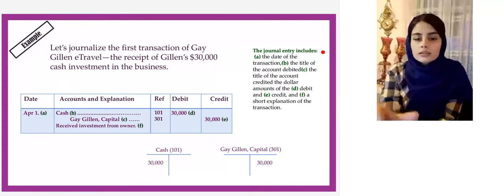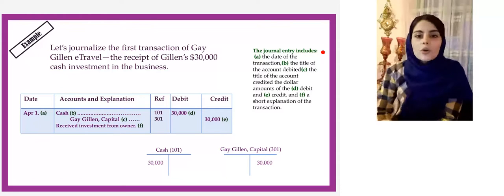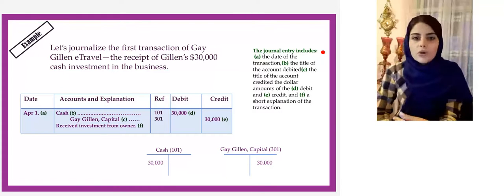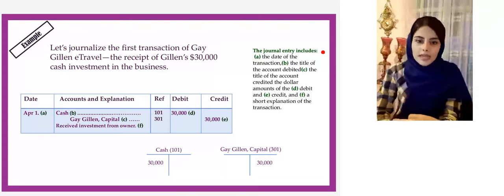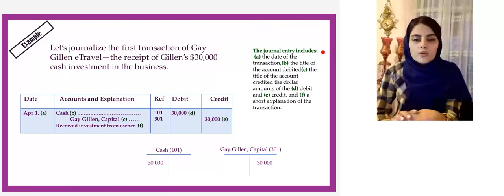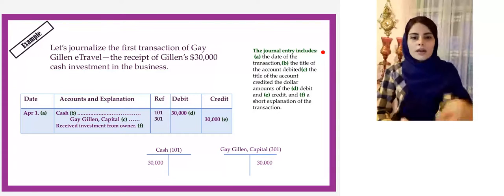After this journal entry, we should post it to the ledger accounts. You know, the ledger is the next and final step when we post the journal entries. So to make it easy to understand, we use T accounts. For each entry, we should create the T accounts. The accounts involved here are cash and Gagelen capital, so we should create them and debit cash $30,000 and credit capital $30,000.